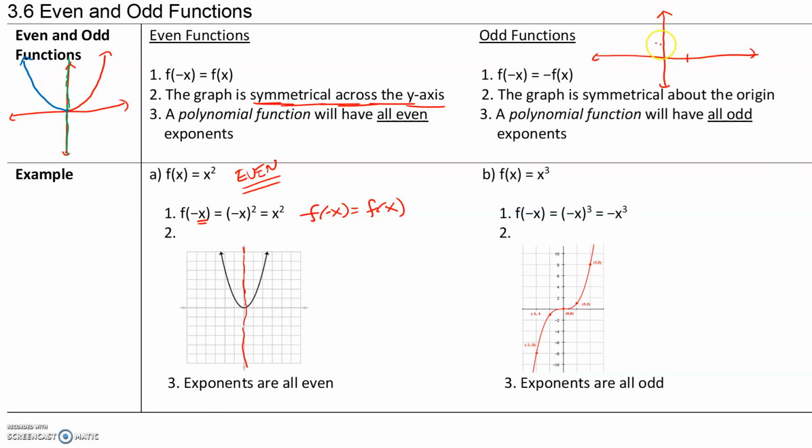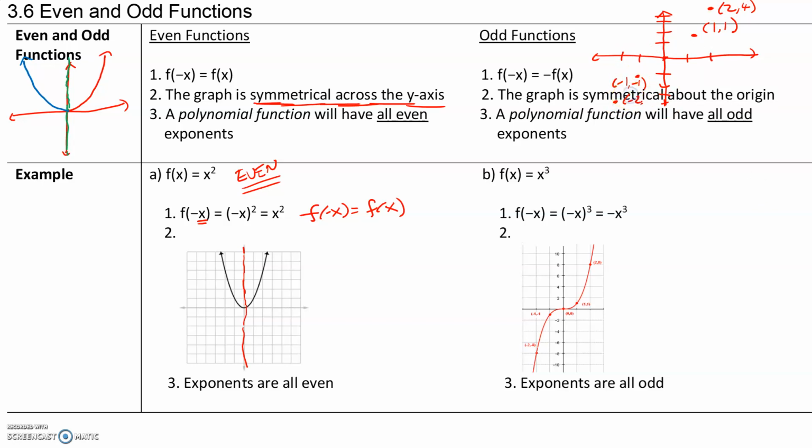That means if you have a point like 1, 1, being symmetrical across the origin, it means that the same point will be reflected about the origin, so that 1, 1 becomes negative 1, negative 1. So both of these signs change. Let's take another point. Let's say we have a point like 2, 4. The reflection of this point about the origin, you change both of the signs, makes it negative 2, negative 4.